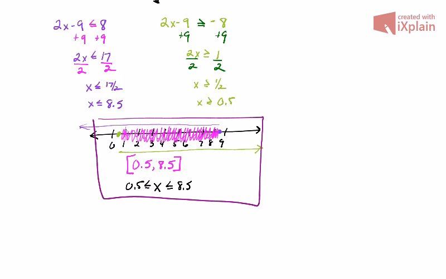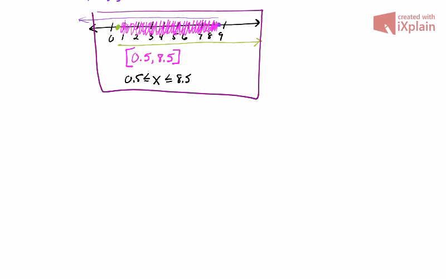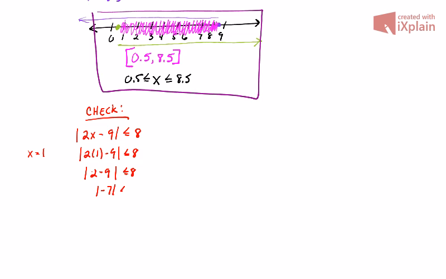So let me justify to you why we wouldn't use values outside of that fuchsia shaded area. We're going to do a check first. I'm going to pick something in between 1/2 and 8.5. Let's say 1. Here's my original absolute value inequality, and I'm going to let x equal 1. So I'm going to do the absolute value of 2 times 1 minus 9 is less than or equal to 8. This results in the absolute value of 2 minus 9 is less than or equal to 8, which gives me the absolute value of -7 is less than or equal to 8, or 7 is less than or equal to 8. This gives me a true statement.